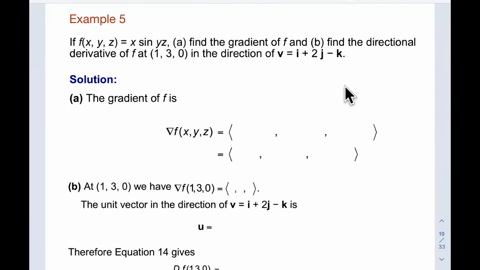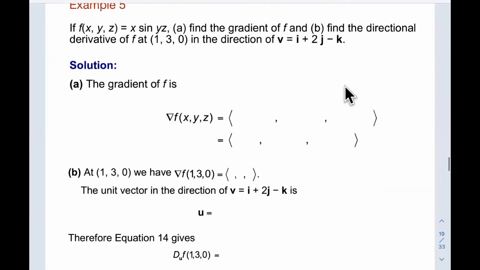If you know how to take derivatives, then it's actually not too bad. Now we're given this function. This is a function of three variables, x, y, z. Part A, we try to find the gradient of the function. So let's find out the components. What are the components of the gradient vector?